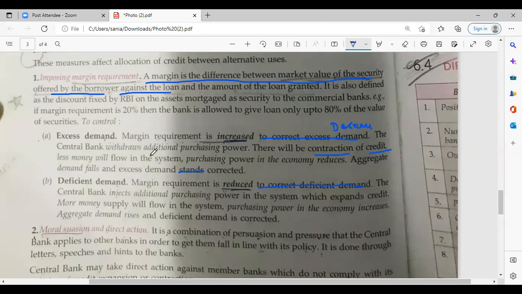Here I was taking your power, but now I will add to your power. Earlier you were not taking loans, but now you can take loans. This is a good thing. So additional power I injected in the system, which expands credit. Here it was contracting, but here it will increase the credit. Instead of expand, you can also write increase. More money supply will flow in the system. Earlier it was decreasing, but now more money supply will flow in the system, or instead of system, you can write economy. Purchasing power will increase and aggregate demand will rise. And deficit demand will be corrected.